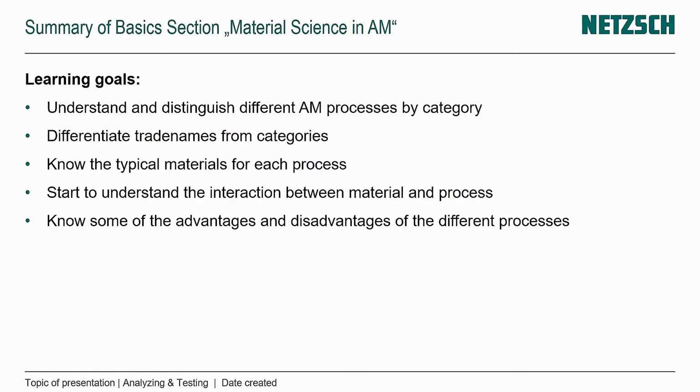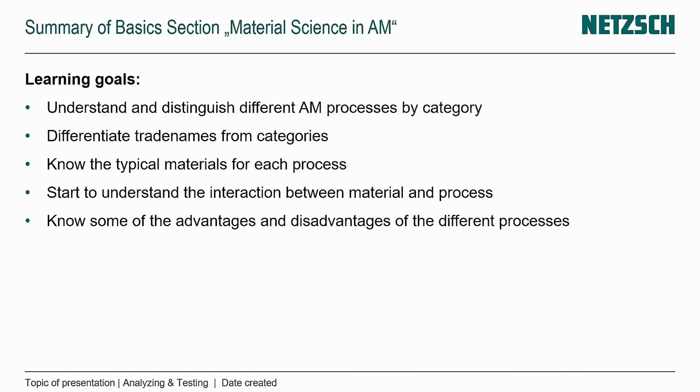I hope that you're now able to understand and distinguish different additive manufacturing processes by the categories, that you're able to differentiate trade names from categories. And as a reminder, what I mean by that is remember selective laser sintering and powder bed fusion. Selective laser sintering is the trade name for polymer powder bed fusion, but it's actually misleading because it contains sintering in the name, even though it's a melting process.